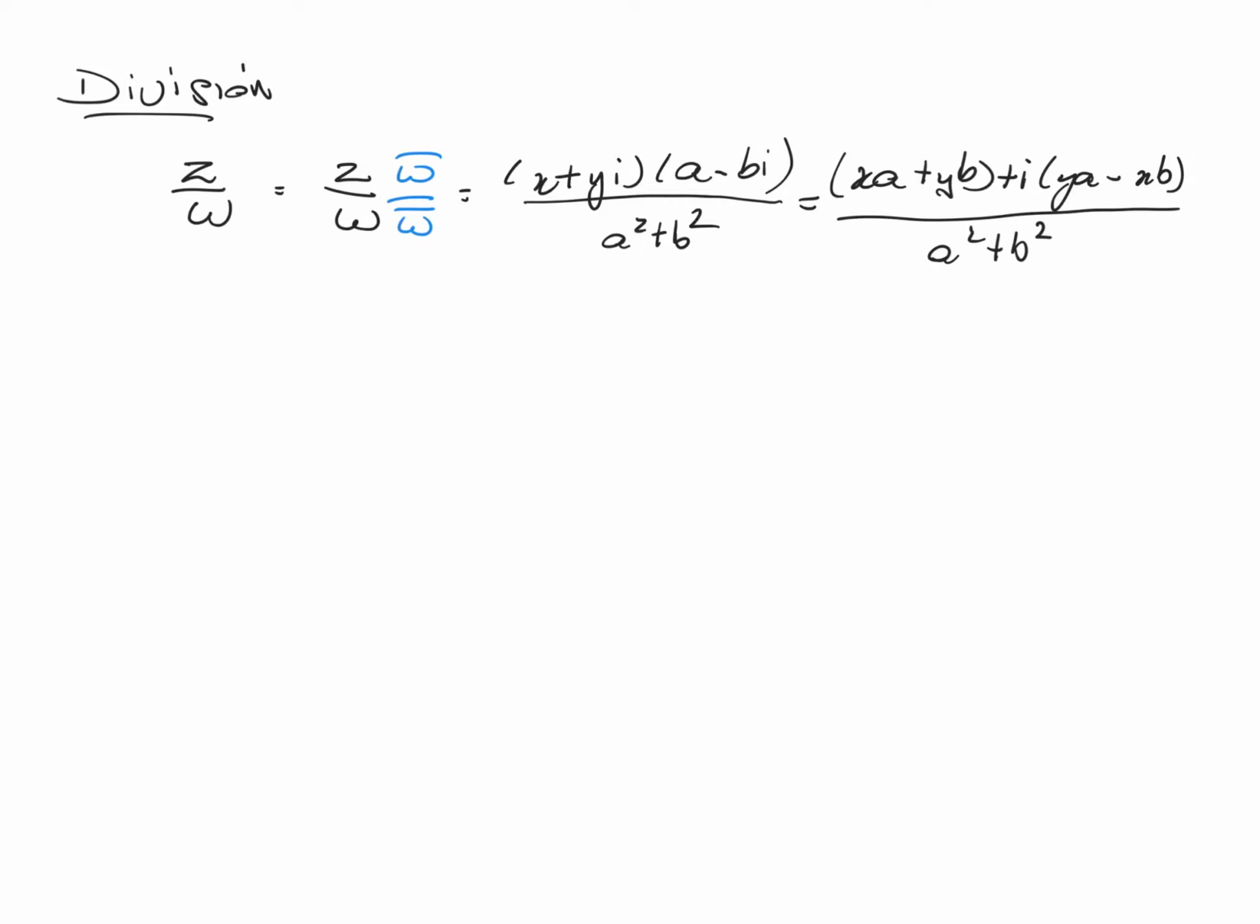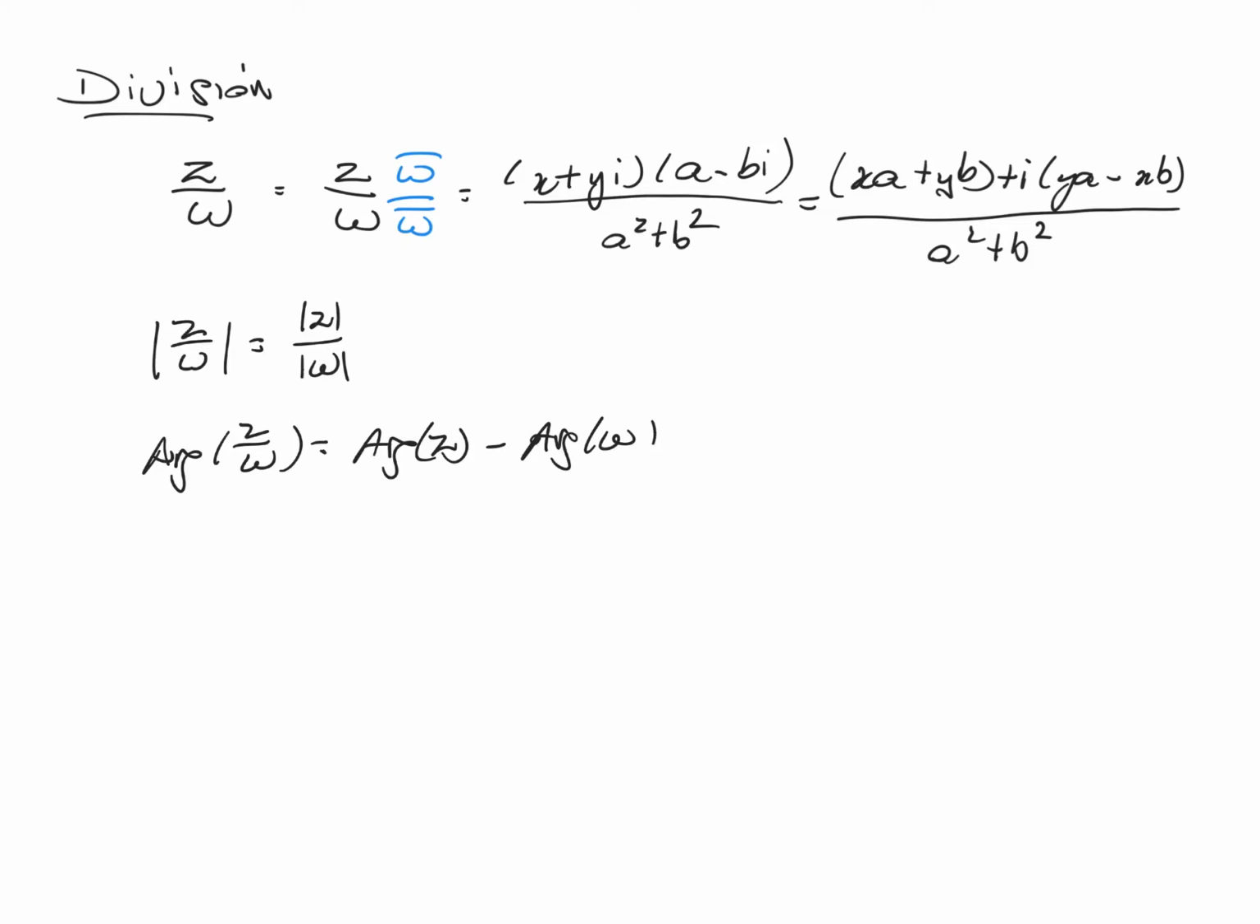It's then possible to look at the modulus and the argument of the division. So the modulus of z over w is the modulus of z over the modulus of w, and the argument of z over w is the argument of z minus the argument of w. For the conjugate, we have the following properties.